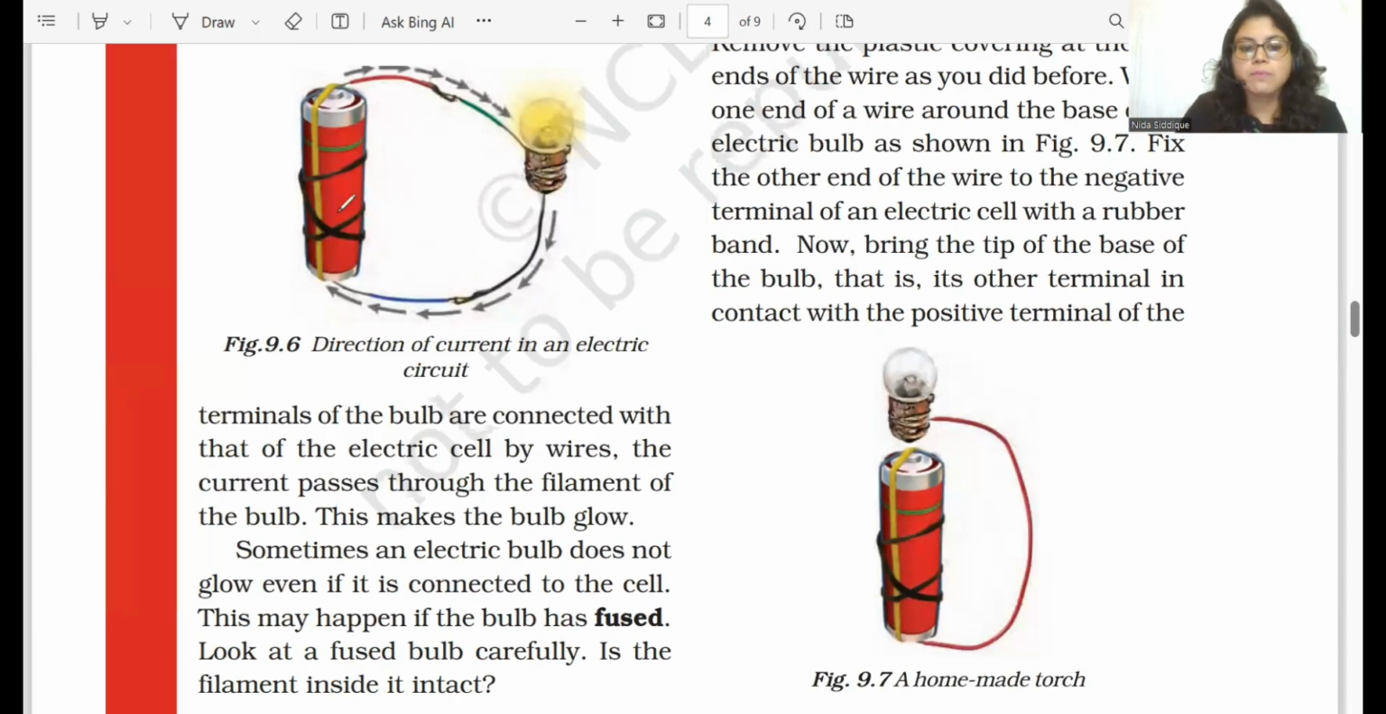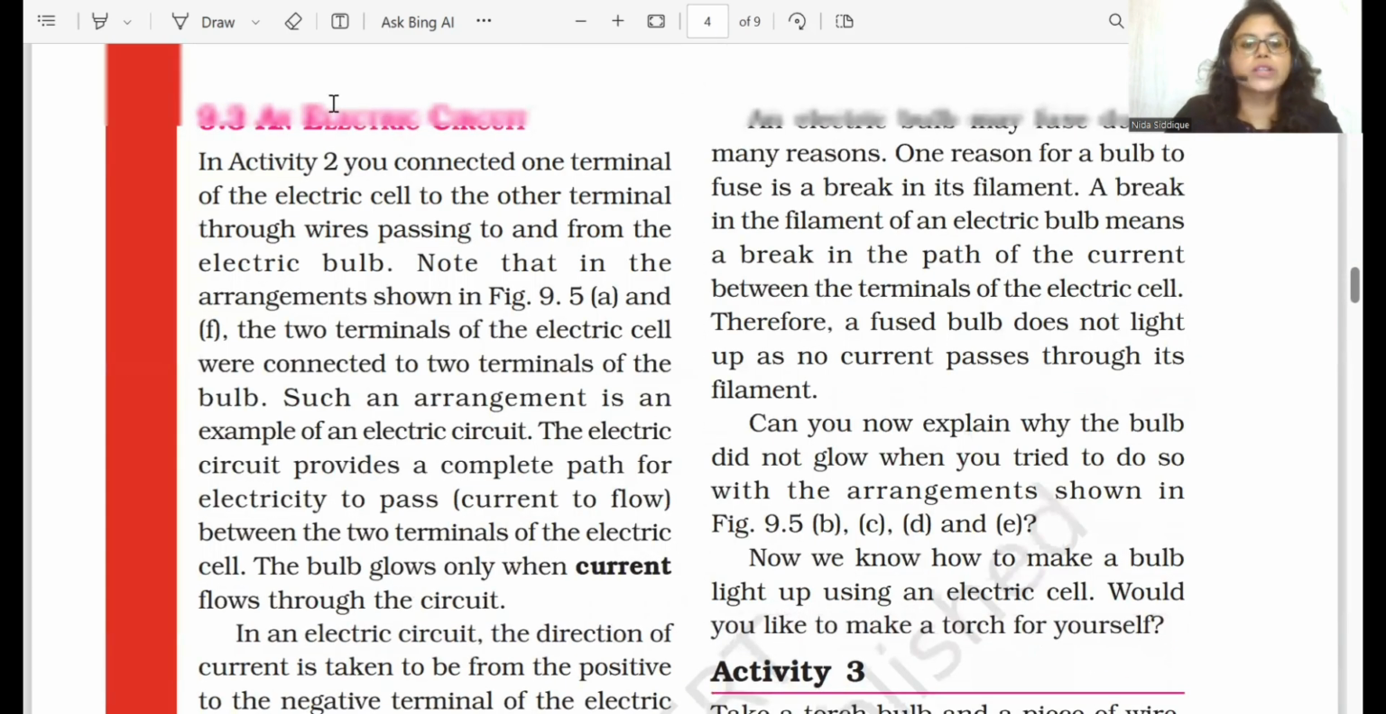When the terminals of the bulb, ये जो terminals है bulbs के, ये connect कर दिए जाते हैं with the help of wires. The current is passing through this bulb and as a result, it passes through the filament. And as a result, the bulb glows. अब ऐसा भी होता है sometimes the bulb does not glow even if it is connected to the cell. So उस situation में हम कहते हैं कि ये bulb fuse हो चुका है और ये bulb जो fused है वो कैसा दिखेगा? Have you all observed the fused bulb? So fused bulb में जो filament होते हैं वो टूट जाते हैं.